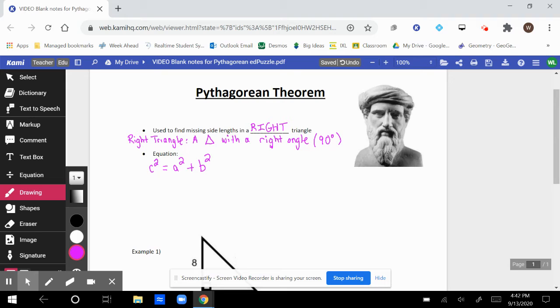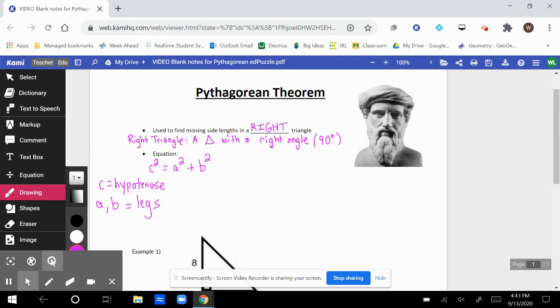Okay, and I want to point out to you guys that c represents your hypotenuse. A and b are called legs. So c is your hypotenuse, a and b are called legs. I just want to add a couple things about each of those.